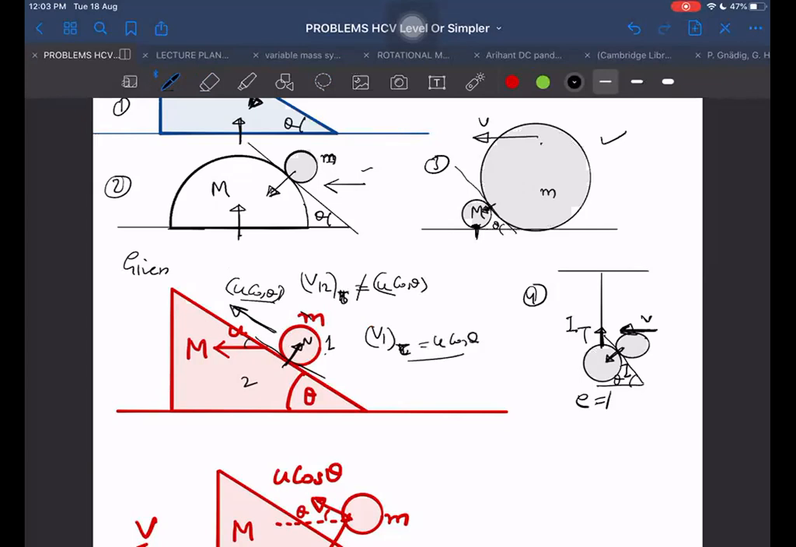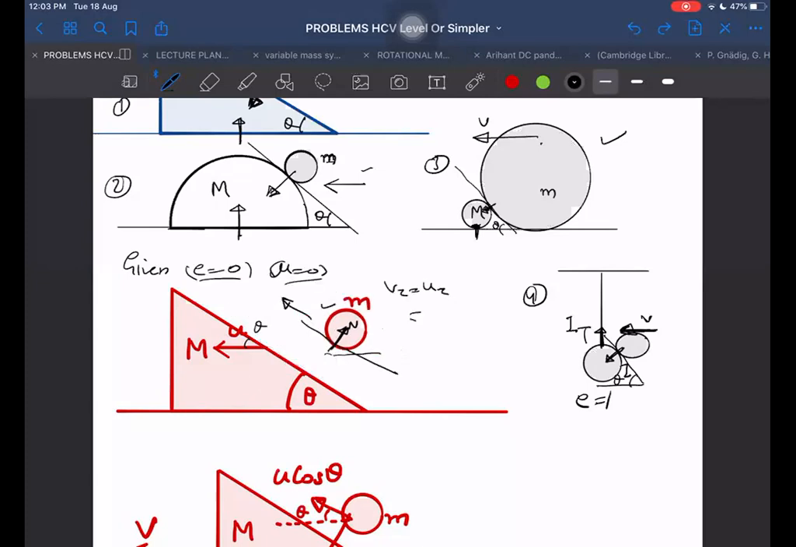Remember, in the ground frame, the velocity of this along the tangent will be equal to u cos theta, but not in the frame of the wedge. In the frame of the wedge it will be different, because the wedge will acquire some velocity v. Don't forget that. We need to subtract the wedge component also. Don't forget that this wedge is also acquiring velocity v.